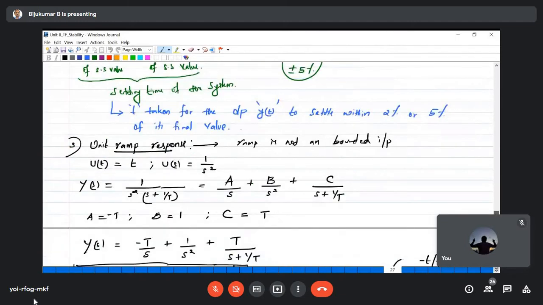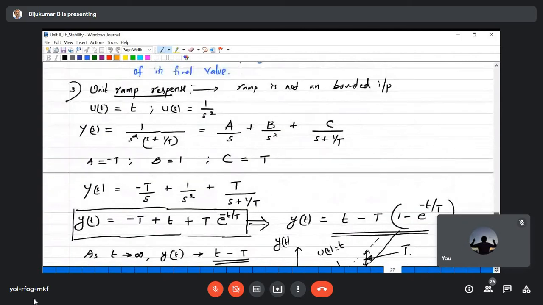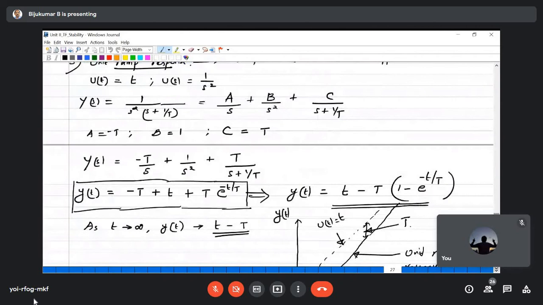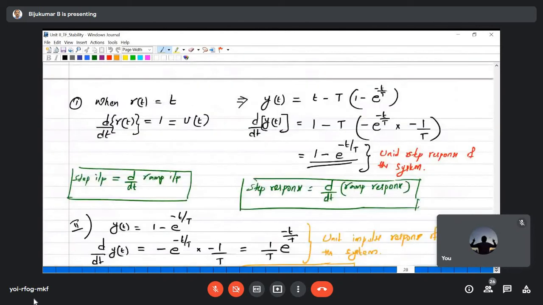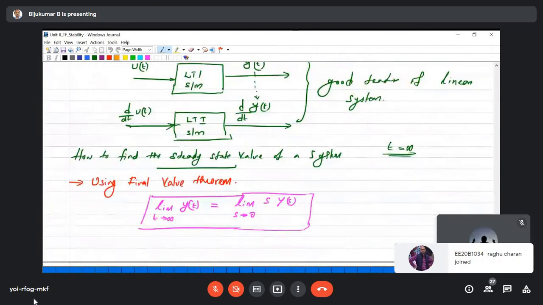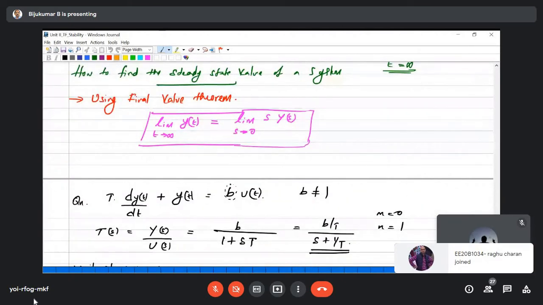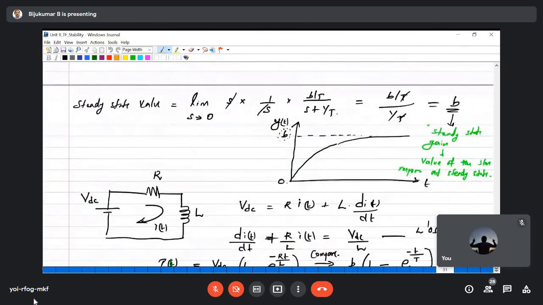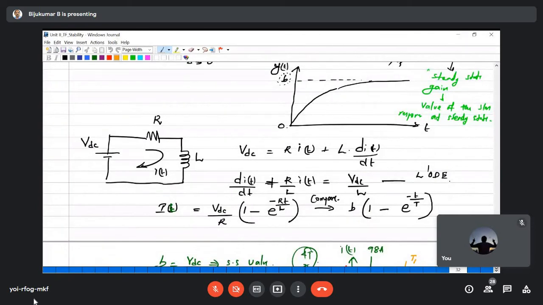Then we have seen that the derivative of the step response gives the impulse response, and also if you take the derivative of the ramp, you will get the step response, right? Then we have seen how to find the steady state value of the output response using the final value theorem. Okay. Then we have seen one example, an RL circuit with DC excitation, which is similar to that.